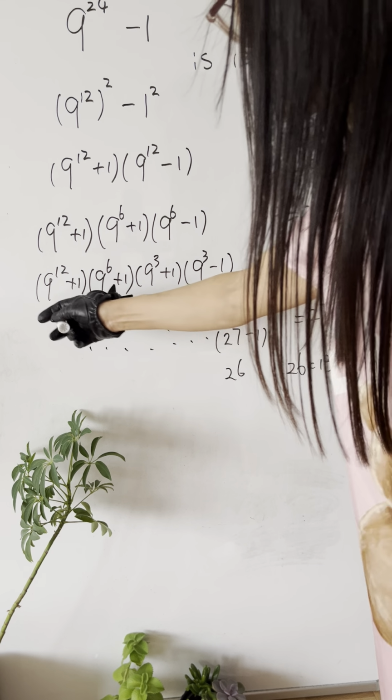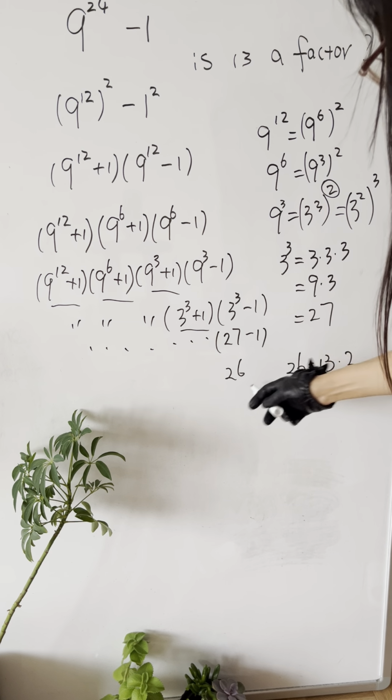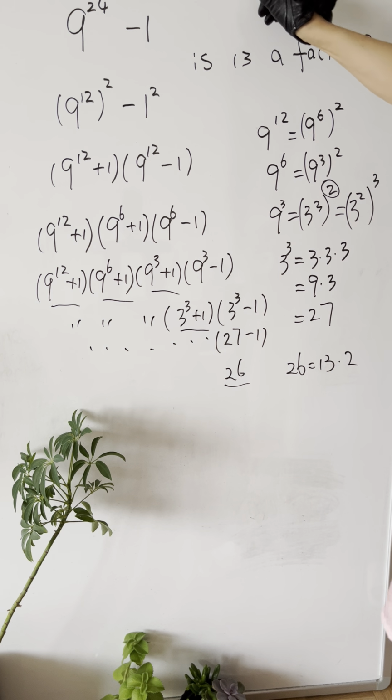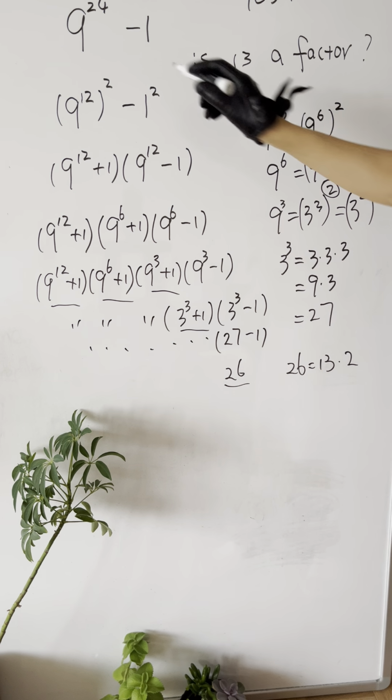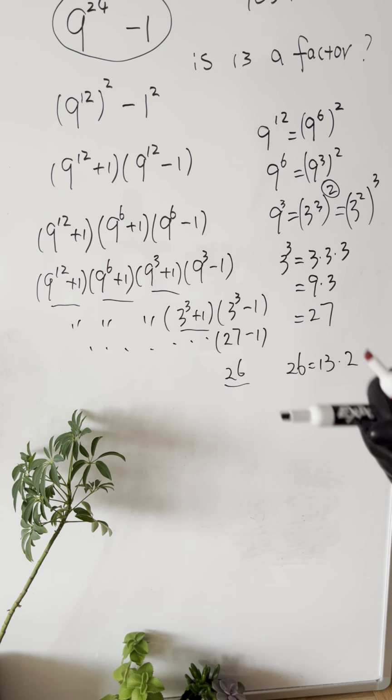Everything is in the factored form. This is a factor, a factor, a factor. So everything's in the factored form. Right? So yes, 13 is a factor of this expression, 9 raised to 24 minus 1.